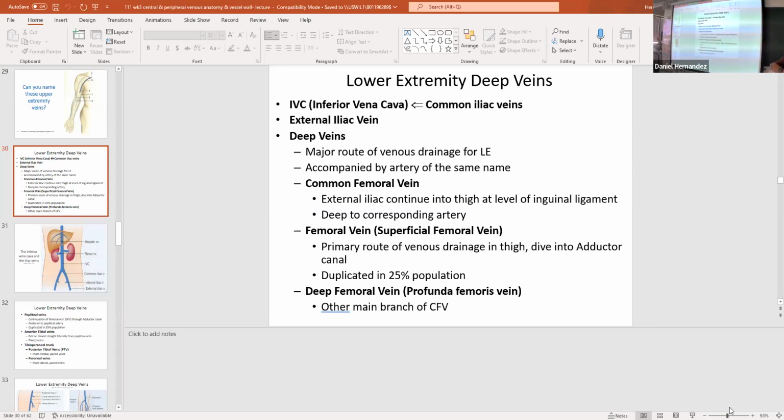The deep veins are the major route of venous drainage for the legs. Again, deep veins are always accompanied by an artery of that same name. When we're talking about the lower extremities, some vascular labs will start imaging the lower extremity veins at the common femoral, and some places will start at the external iliac vein. That line is going to be your inguinal ligament.